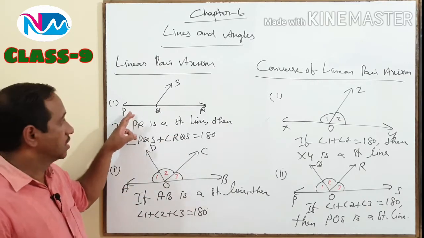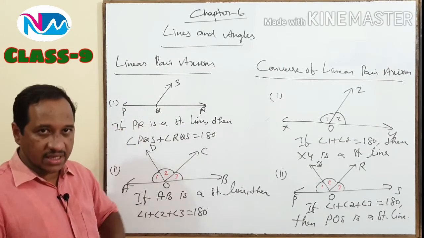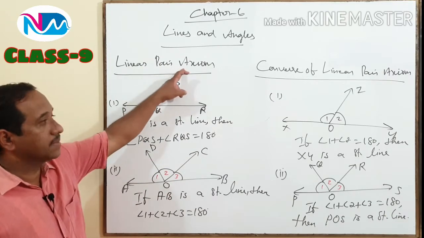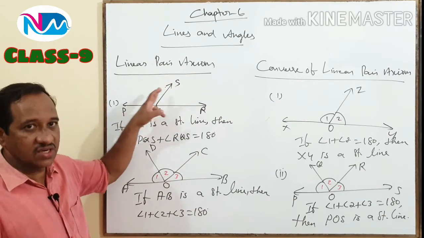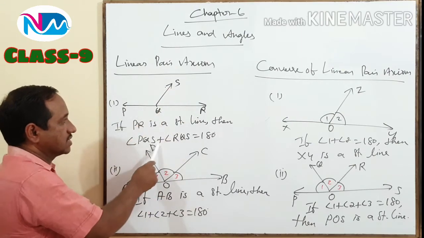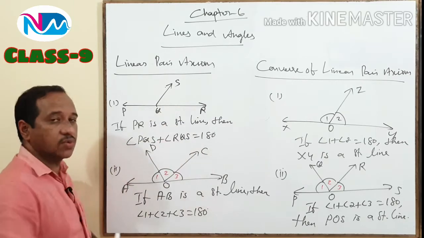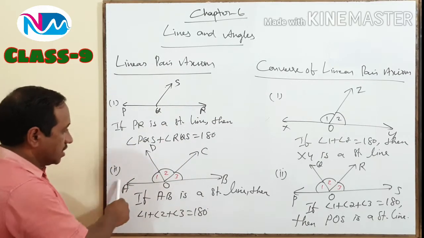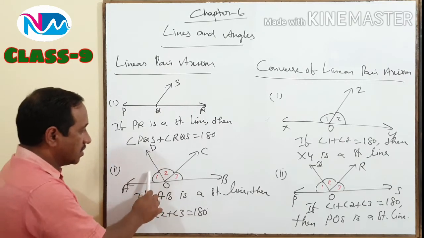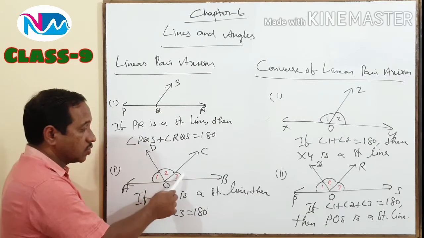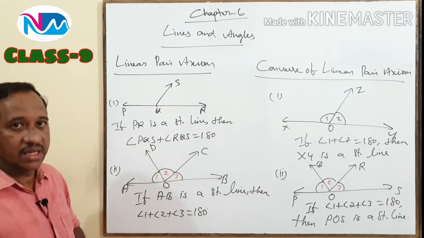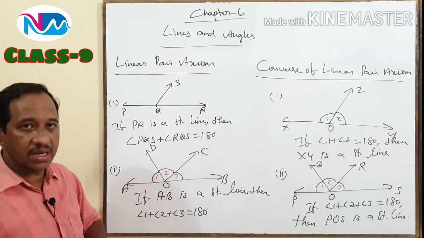In the first figure, PR is a straight line. If PR is a straight line, then by linear pair axiom, the sum of two adjacent angles is equal to 180. That is, angle PQS plus angle RQS is equal to 180. In the second figure, you can see AB is a straight line, and here we have three angles, angle 1, angle 2 and angle 3. The sum of three angles will be equal to 180 here also by using linear pair axiom.